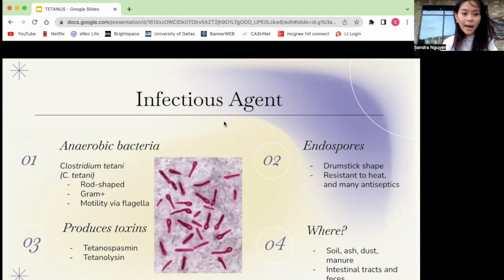And these spores are also benign, but they're ubiquitous, meaning they are found literally everywhere on this earth, including soil, ash, dust, manure, and can remain in the intestinal tracts of animals as well as their feces. The disease starts with the introduction of tetanus spores into the body via a percutaneous wound. And once in the wound, there's limited exposure to air and thus a lower oxygen environment, which is perfect because this bacteria is an obligate anaerobe. So now the spore will germinate and grow, and the bacterium will then release its toxins, including tetanospasmin and tetanolysin, which I will talk about later in the slides.